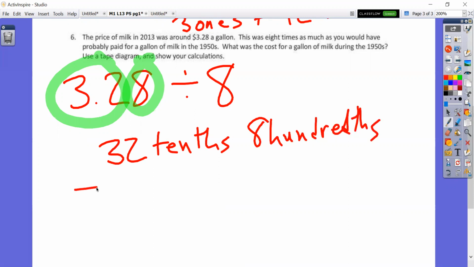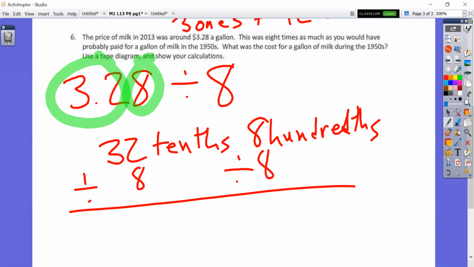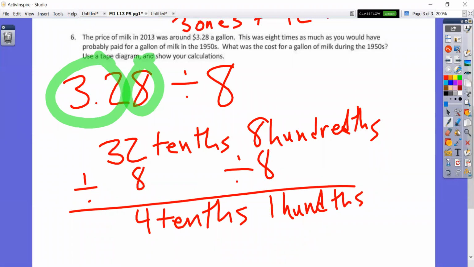And I know that I'm going to divide each spot by 8, right? So 32 divided by 8, or what times 8 gives us 32? Well, that's 4 tenths. And then 8 divided by 8, anything divided by itself is 1. So we got 4/10 and 1/100. So that would look like 0.41. And then it says, show your calculations. I know it says use a tape diagram, but we haven't practiced that lately. So we're just going to show it with our numbers today.